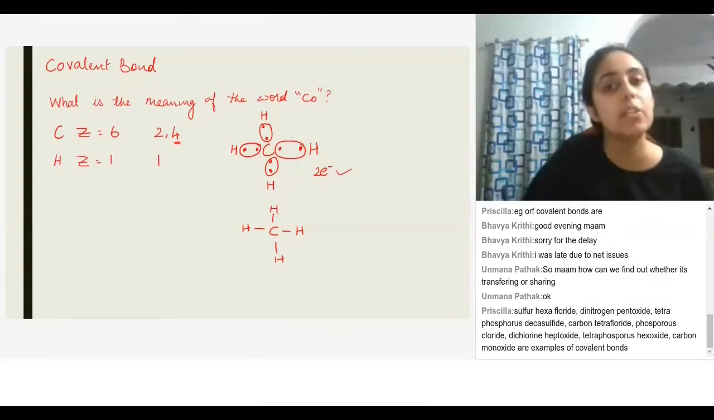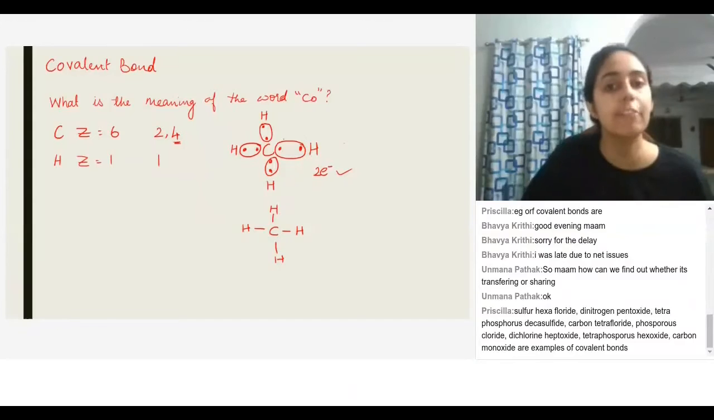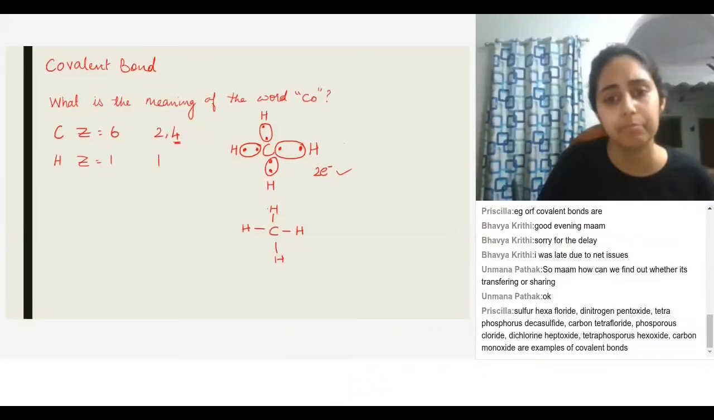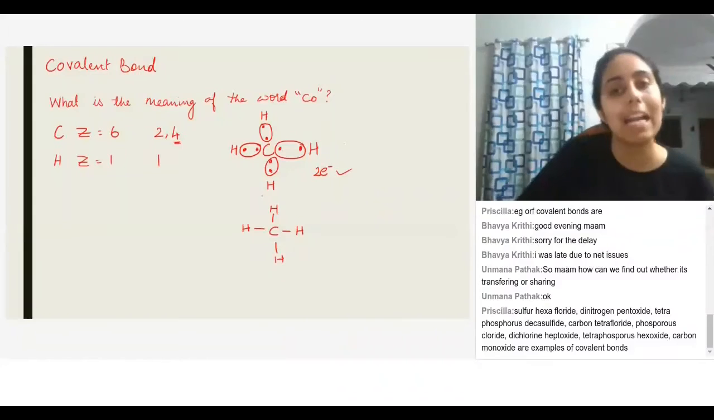Just count, you will be able to see carbon has 8 electrons, and all the hydrogens have 2 electrons. Everything is satisfying the duplet rule, all the hydrogens are satisfying the duplet rule, and carbon is satisfying the octet rule. Everybody is happy. It is a win-win situation. So this is how covalent bonds are formed.